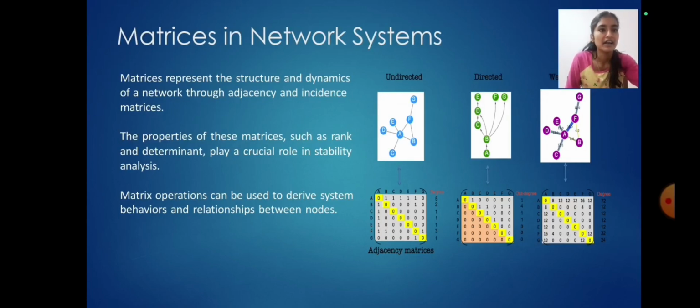There are three types of matrices: undirected, directed and weighted. Undirected matrix is one whose diagonal elements are 0 and non-diagonal elements are not equal to 0. Directed matrix, the matrix in which diagonal elements and elements below the diagonal are 0 and elements above the diagonal are not equal to 0. Weighted matrix is one whose diagonal elements are 0 and first row and second row are not equal to 0.